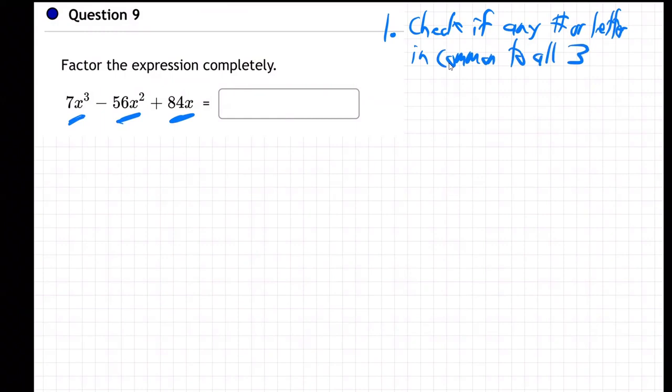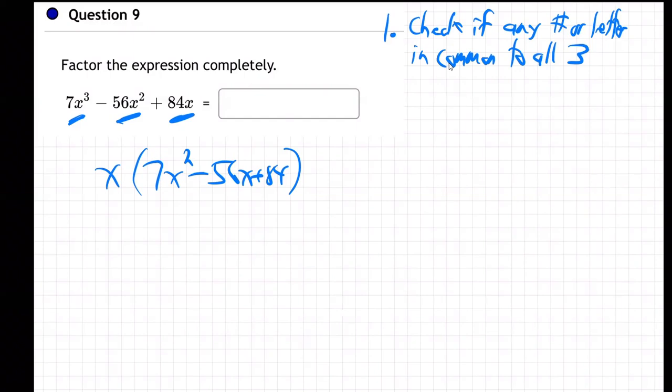Now you might right away look and say, oh yeah, they all have an X. So I'm going to put the X in the front and then do the big parenthesis, and it'll be 7x squared minus 56x plus 84. That would be wrong if we did that. It's partly right, but it's not good enough. Why not? What's the problem?